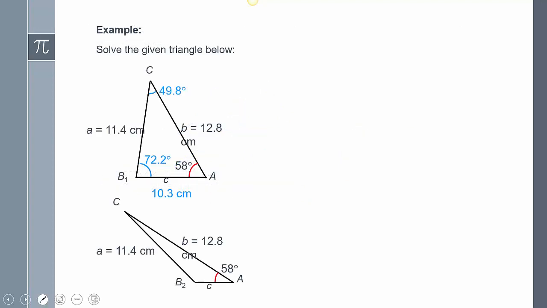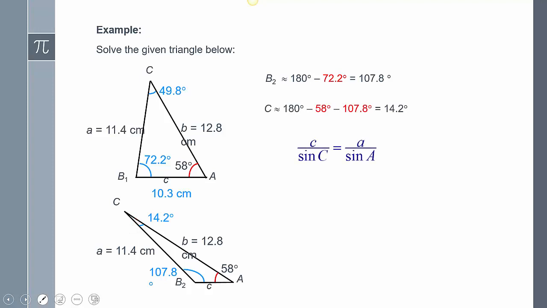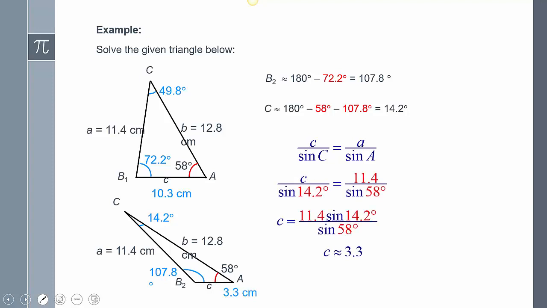And so there's my second triangle. If the first angle that I found was 72.2, then to find this next angle, I do 180 degrees minus that 72.2, which gives me 107.8. Then just solve the triangle like normal: 180 degrees minus the rest to find angle C. And then I can do C over sine C equals A over sine A to find the missing information, and I get a value for C.